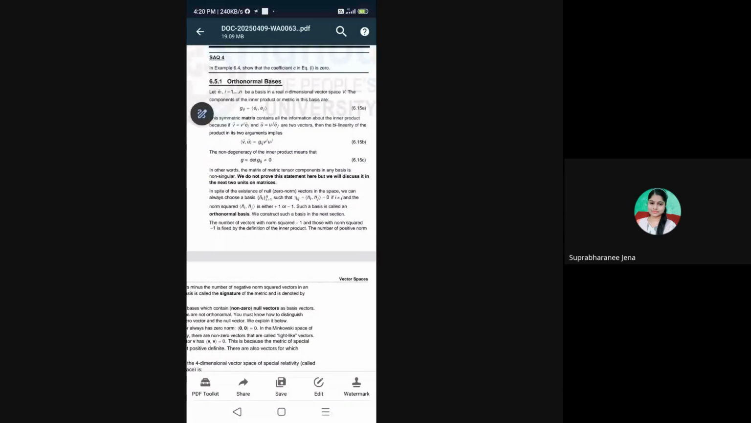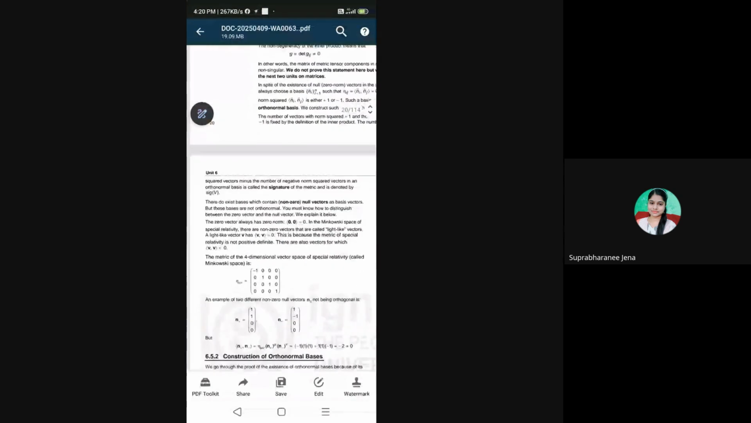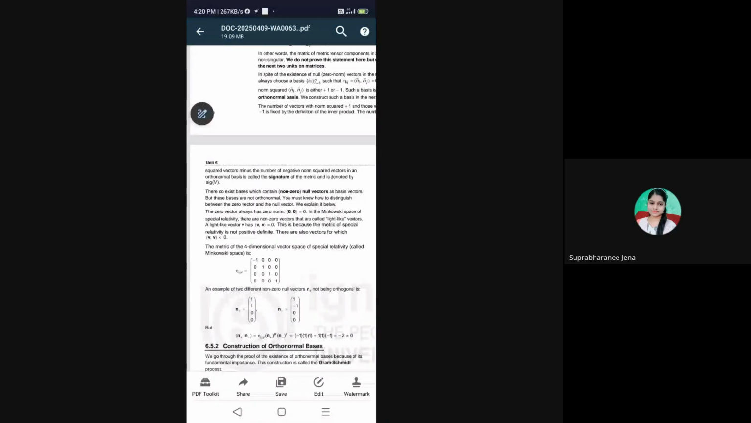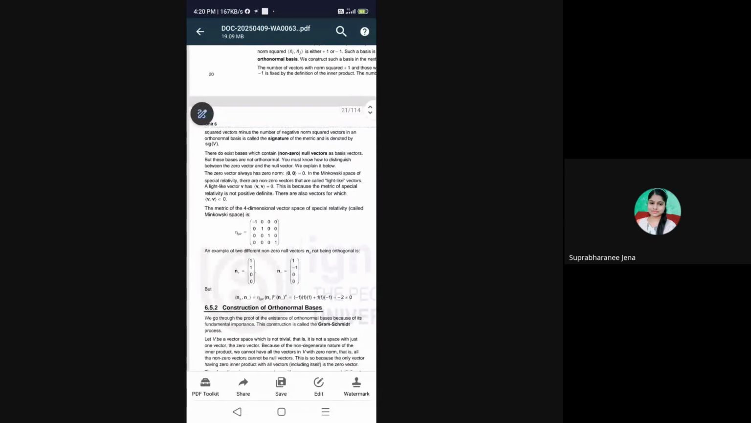Such a basis is called an orthonormal basis, where in spite of the existence of zero-norm vectors in the space, we can always choose the basis as shown on the screen. The number of positive norm squared vectors minus the number of negative norm squared vectors in an orthonormal basis is called the signature of the metric and denoted by sig V. And there do exist bases which contain non-zero null vectors as basis vectors, but these bases are not orthonormal.